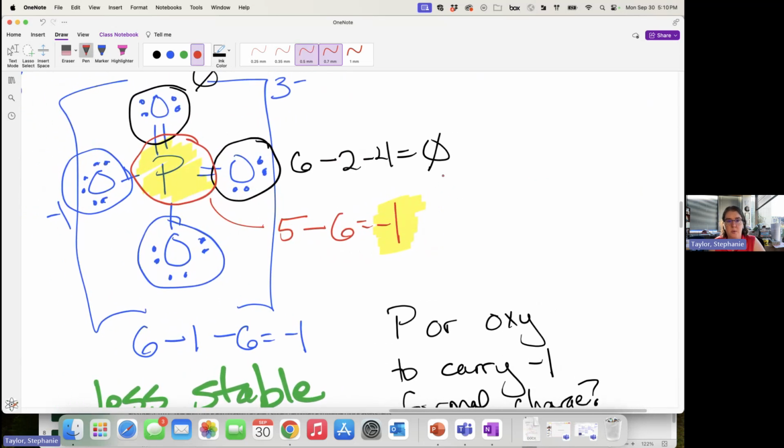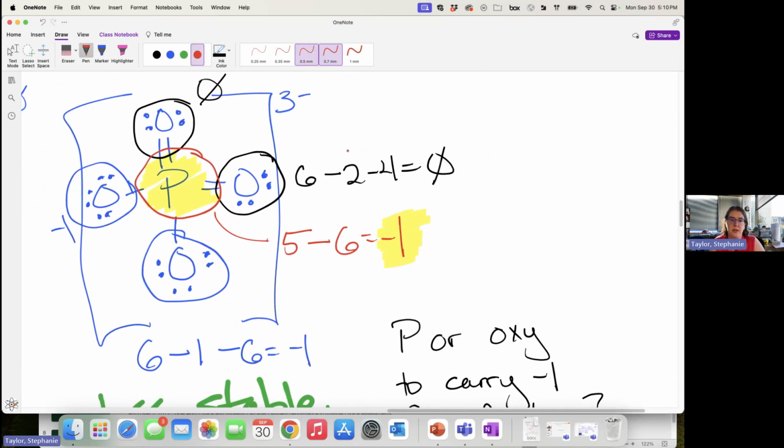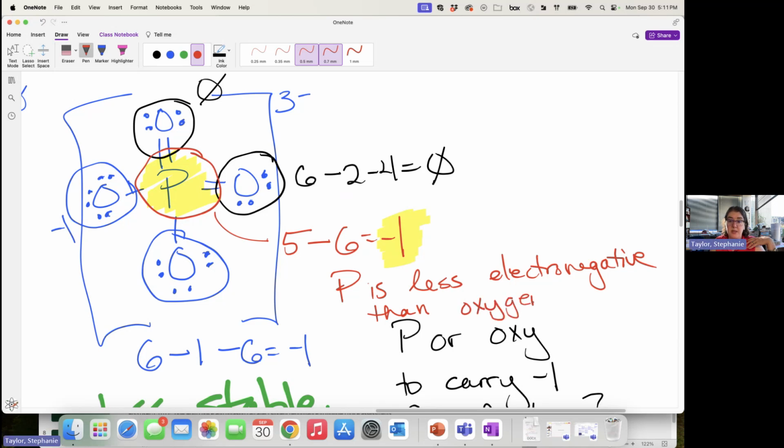the only reason why we didn't like this structure is because the phosphorus is carrying the -1 charge, and phosphorus is less electronegative than oxygen. So because of that, it's less likely to carry the charge. So not as likely to have a -1 formal charge. It's supposed to be the -1.